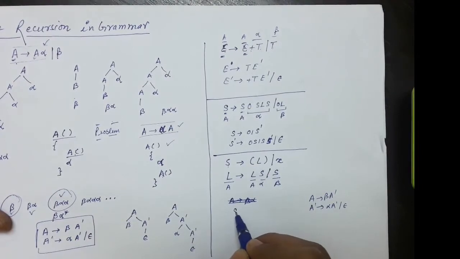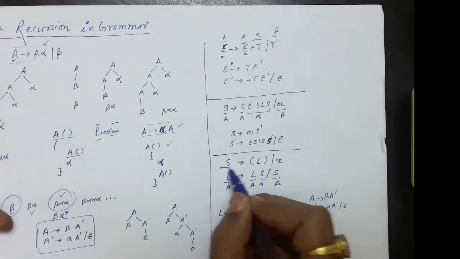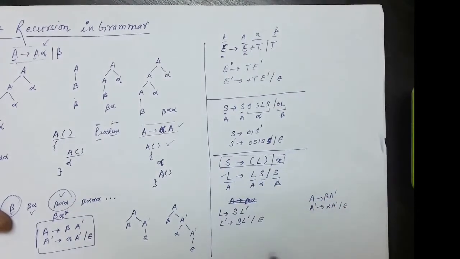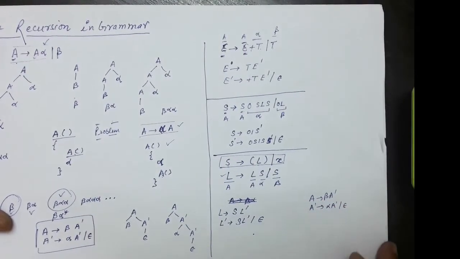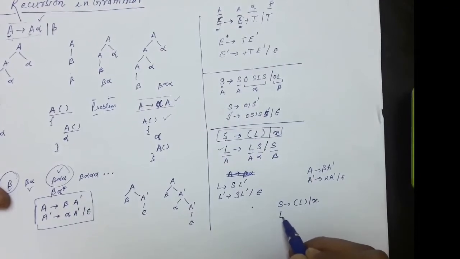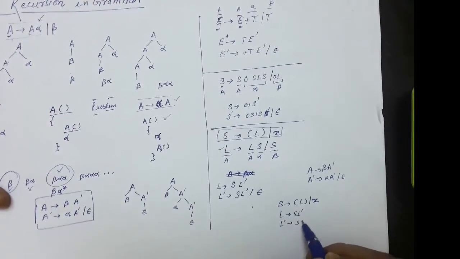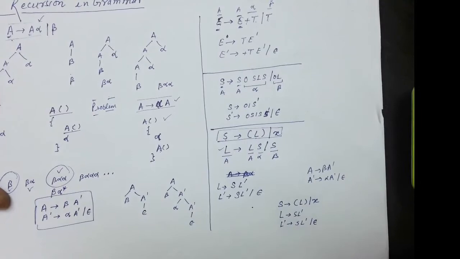Now here beta is S, so L produces S, and A dash is a new symbol, so let's take L dash here, and L dash produces alpha, meaning S L dash, and epsilon. So these two productions remain the same. We are actually changing this one. So the entire grammar productions now become S produces oblique X, and L produces S L dash. L dash produces S L dash and epsilon. So these are the new productions of the grammar.